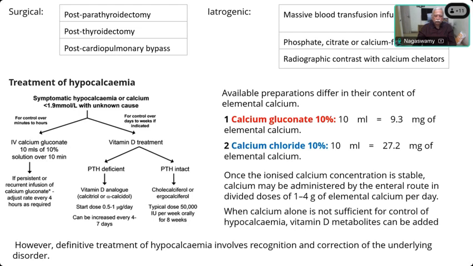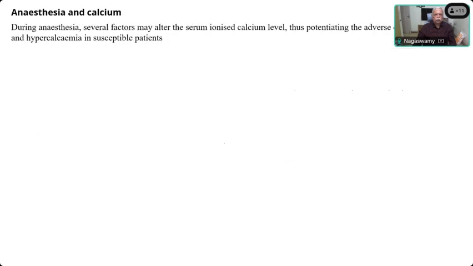However, definitive treatment is recognizing the condition and then correcting the disorder. Now coming to anesthesia, during anesthesia, several factors alter the serum ionized calcium level.